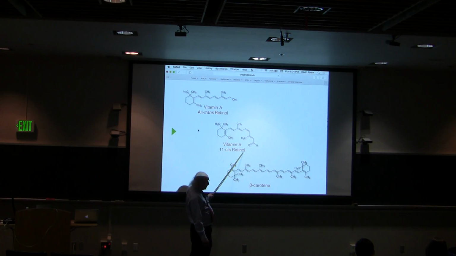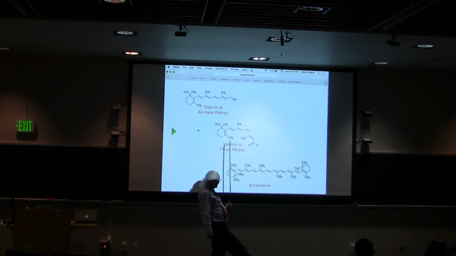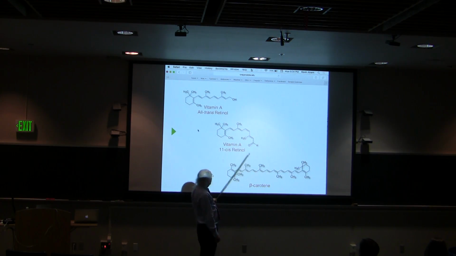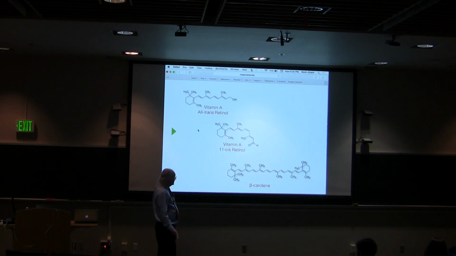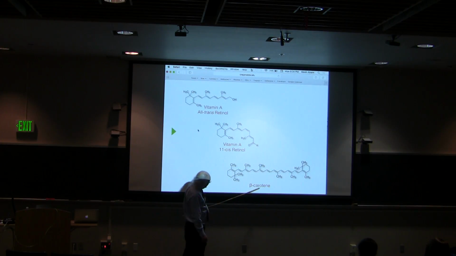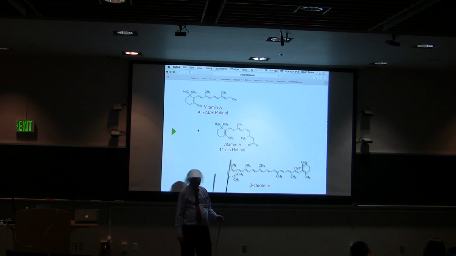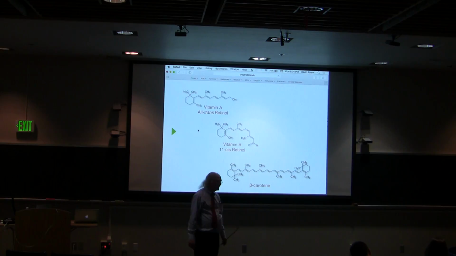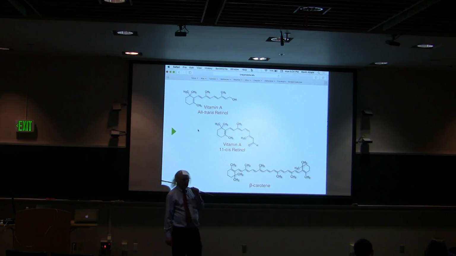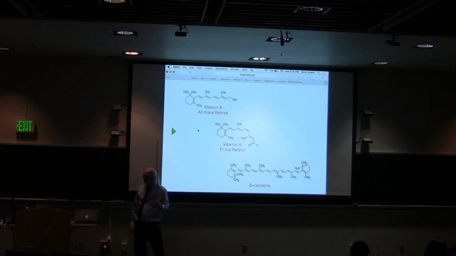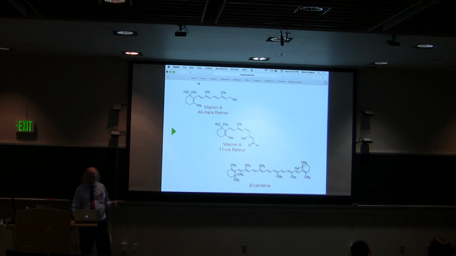But suffice it to say that retinal in the all-trans and the cis form are involved in vision, and they do this kicking thing that I talked about, the bending, unbending, et cetera. And that is what's responsible for helping us to see. These compounds are all made from beta-carotene. It's the primary way we get vitamin A in our diet. And beta-carotene is abundant in green leafy vegetables, very abundant, which is how you get most of your vitamin A.